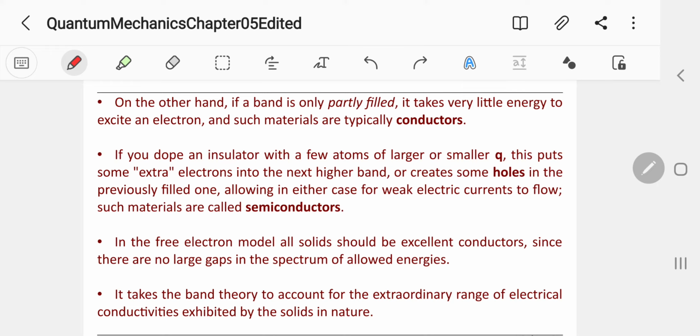But if you dope an insulator with a few atoms of larger or smaller q, this puts some extra electrons into the next higher band, or creates some holes in the previously filled one, allowing in either case for weak electric currents to flow. Such materials are called semiconductors.